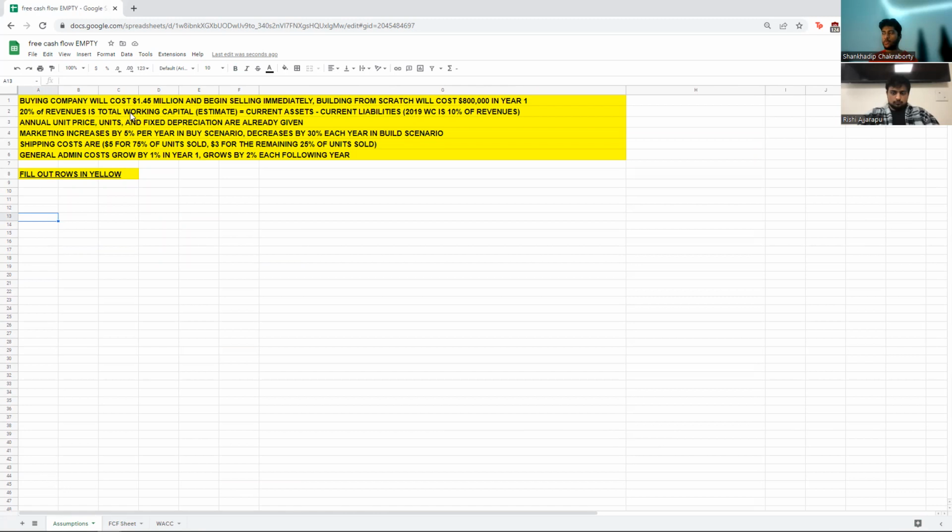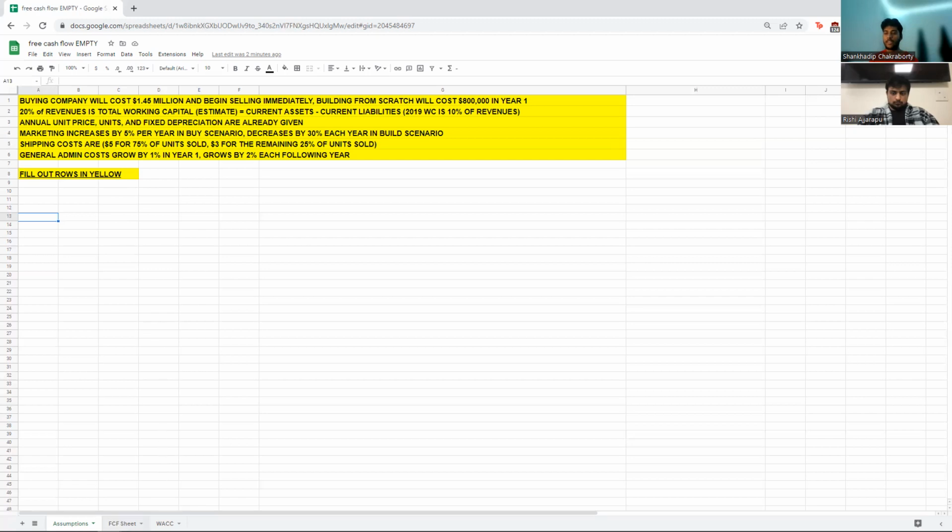And the next one is revenues. We'll go over that later. Sorry, not revenues, working capital, which is also important in calculating the cash flow. And then there's units and all that other stuff. So annual unit price, units, and fixed depreciation, which is how much your assets lose value by every year. They're already given. We don't have to worry about that. They're on the other sheet. Marketing, shipping, general administrative, those are all we have to calculate.